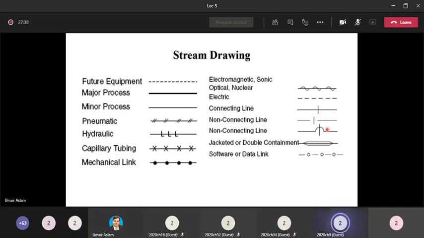इलेक्ट्रोमैग्नेटिक वाला बता रहे थे उसको. इफ देयर आर ऑप्टिकल फाइबर लाइन, इफ इट इज अ न्यूक्लियर प्लांट एंड इट कंटेन्स न्यूक्लियर मटेरियल, सो इफ इट इज अ सॉलिड वेल देयर विल बी एन इलेक्ट्रोमैग्नेटिक इंटरेक्शन इन इट. सो इफ वी हैव दिस क्लासिफिकेशन देन द स्ट्रीम ड्राइंग इज रिप्रेजेंटेड बाय दिस.